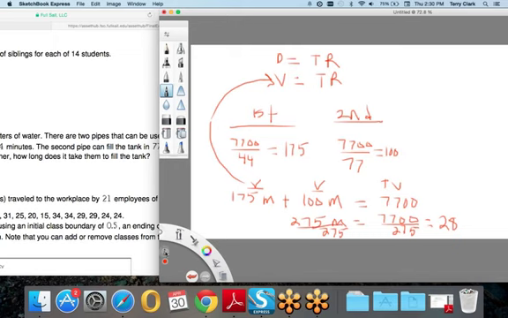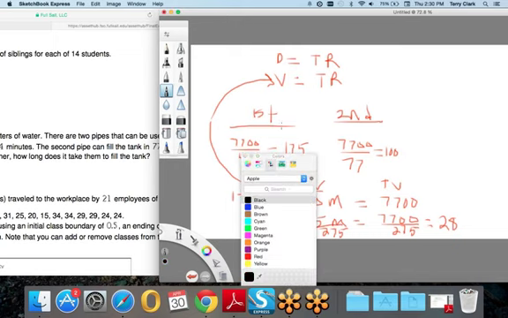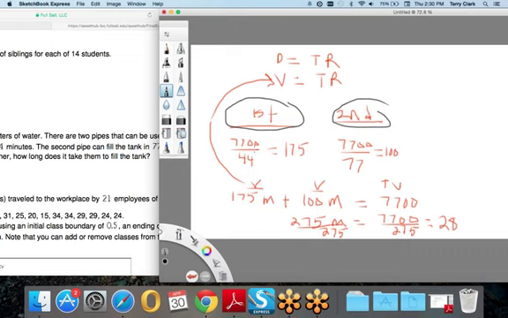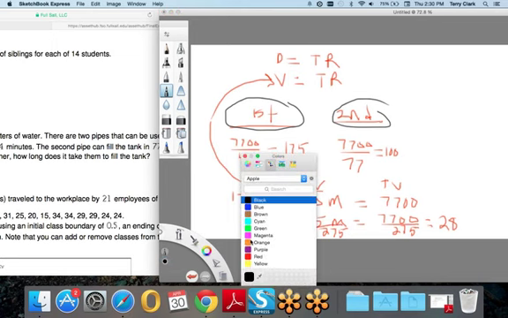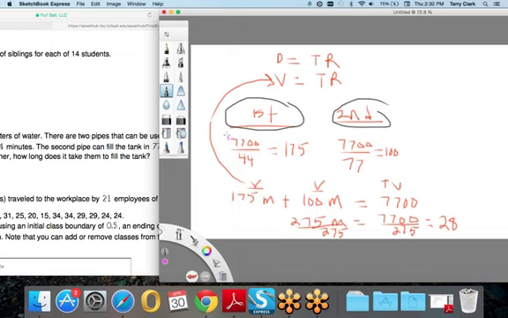Notice how I use labels. See right here, I put in first, and then I put in second. Then I took all the information that I knew about the first one. I'll put that in a different color, let's put that in magenta. The first one could pump out 7,700 liters in 44 minutes. And then I put in the information I knew about the second one. It could pump out 7,700 liters in 77 minutes.